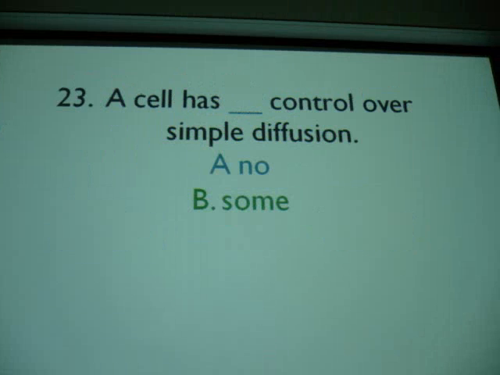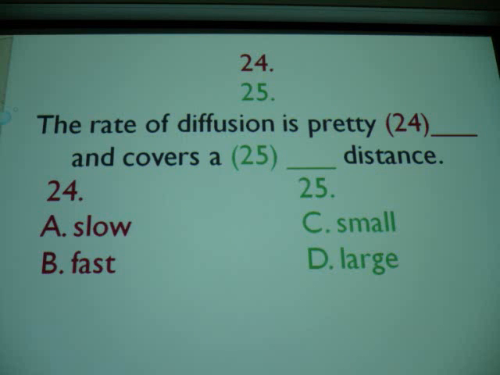Does the cell have some or no control over diffusion? No control. None at all. It happens by itself. Otherwise, it wouldn't blow up, it wouldn't shrink up. It can't help it. Basically, diffusion rates are pretty slow, and they cover a pretty small distance. They don't go very fast nor very far.